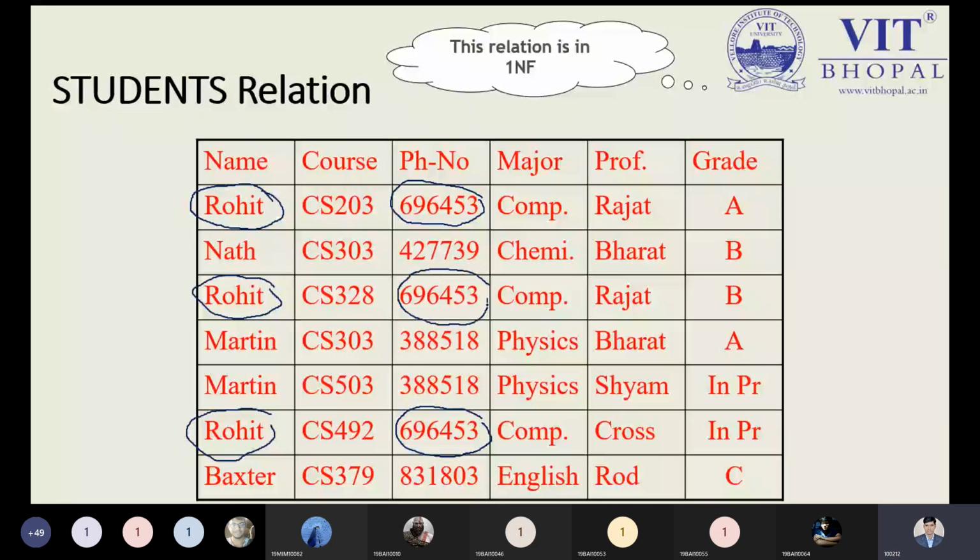Now see what the other factor we have is. Name, phone number, and the last one is major. Since phone and major depend on the name, name becomes a key attribute. So when I'm decomposing, what will I get? I will get the Rohit information in the form of name and phone number, 696453, and major will be computer. So there will be only one entry in our student info relation after decomposing.